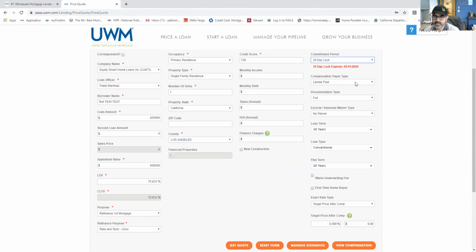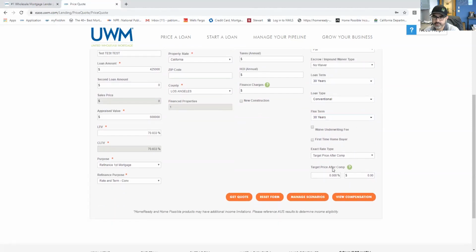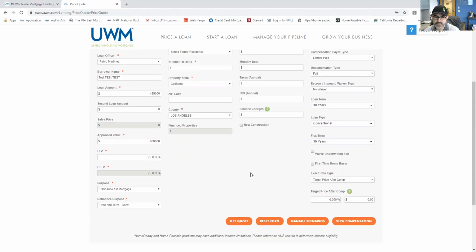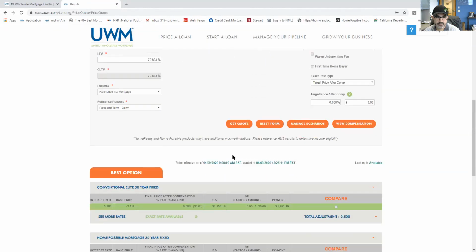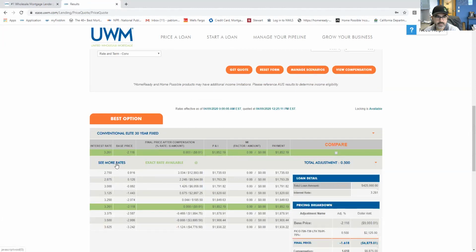So we're gonna start with lender paid as the example. Full doc, 30-year fixed, conventional. We're just gonna go off of the rates. And actually I'm gonna show you a little trick too that you can do with the target rate, but I'll show you that in a minute. So then we're gonna hit get quote, and keep in mind, this is lender paid, which means that our compensation is already built into the pricing. So we're gonna hit get quote. Okay, so now we get our rates, right? So we're gonna click on see more rates and hide more rates.